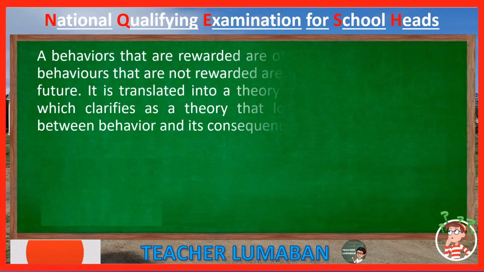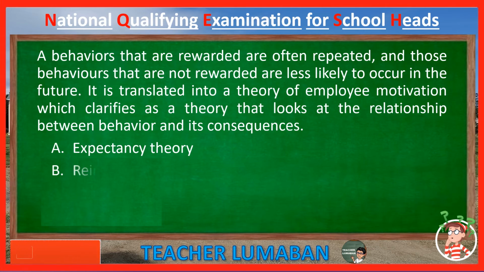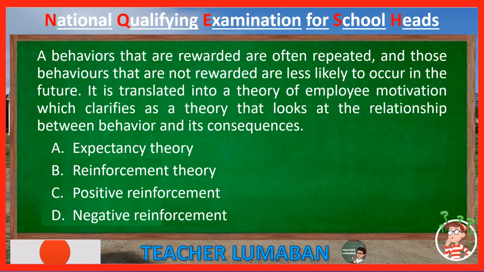Behaviors that are rewarded are often repeated, and those behaviors that are not rewarded are less likely to occur in the future. It is translated into a theory of employee motivation, which is a theory that looks at the relationship between behavior and its consequences. Letter A, expectancy theory. Letter B, reinforcement theory. Letter C, positive reinforcement. Letter D, negative reinforcement. Choose the suitable answer based on the given choices in 5 seconds.